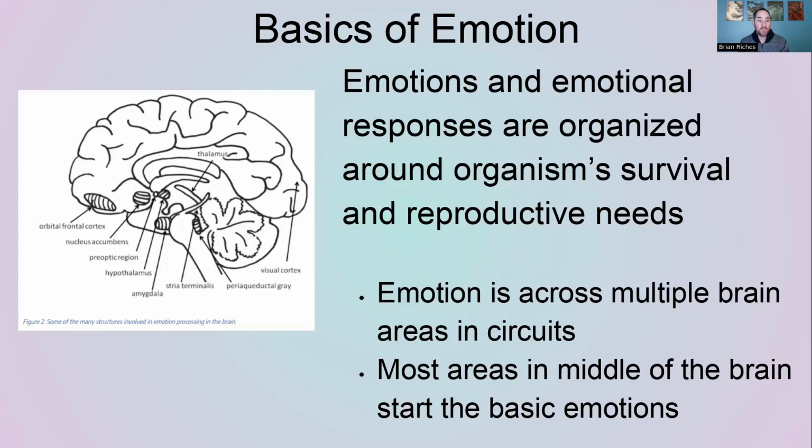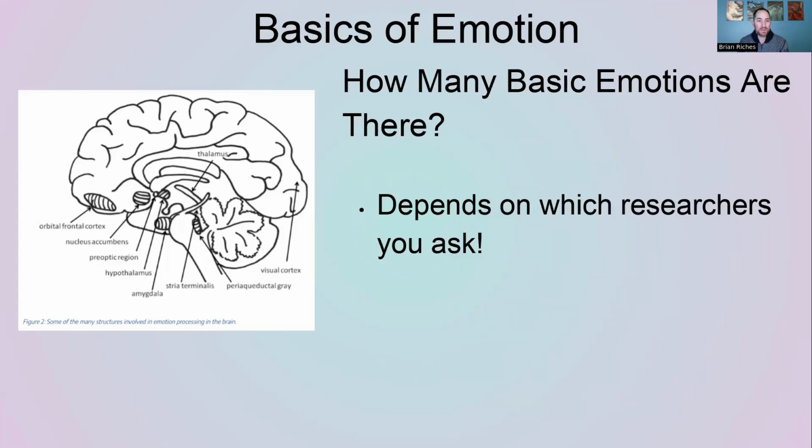Most of the emotions basically start in the middle of the brain. So thalamus, hypothalamus, amygdala, this kind of area is where a lot of these emotions begin, their first step. So how many basic emotions are there?